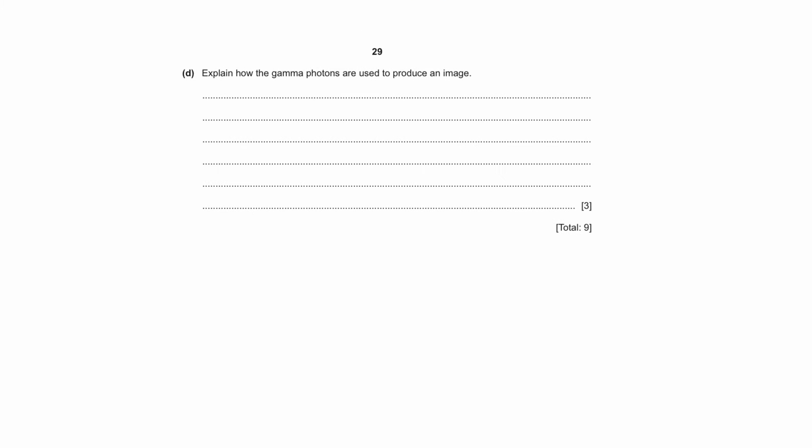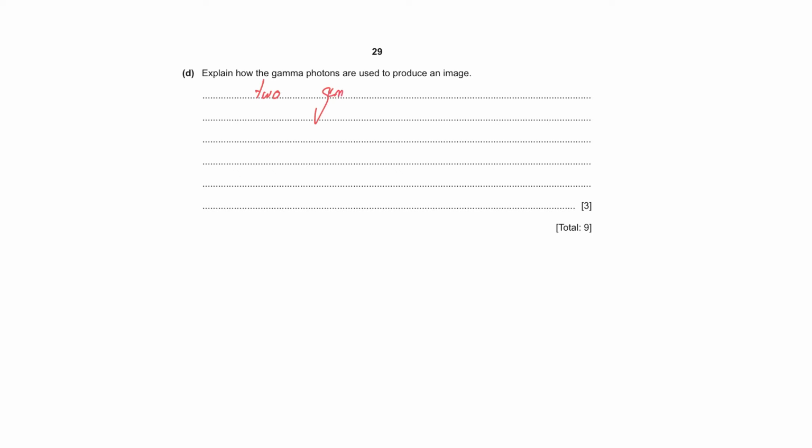Part D says, explain how the gamma photons are used to produce an image. Now, we talked about these gamma photons that are being released. To conserve momentum, because momentum is always conserved, the 2 gamma photons travel in exactly opposite direction. So that is the first point.